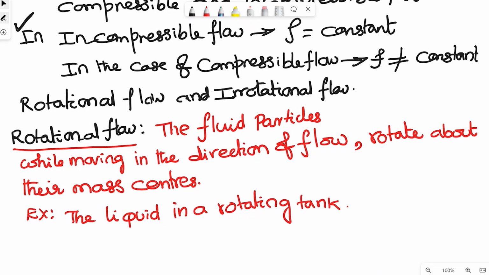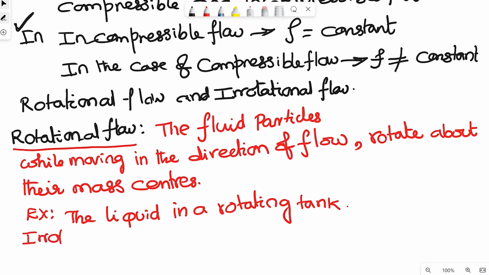Here the velocity of each fluid particle varies with the distance from the center of the tank. If we take water in a tank and rotate the tank, the water starts rotating. From the center, the distance of each particle varies, and the velocity of each particle also varies. So that is what we call rotational flow.